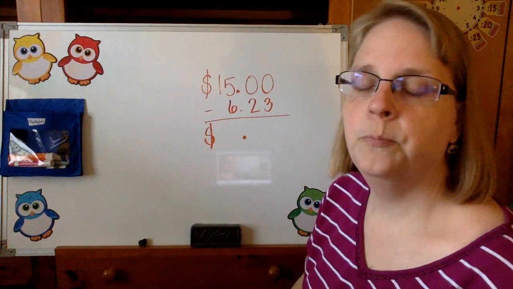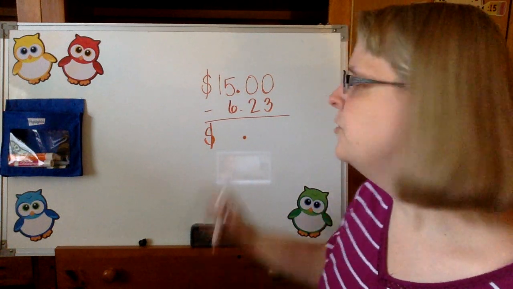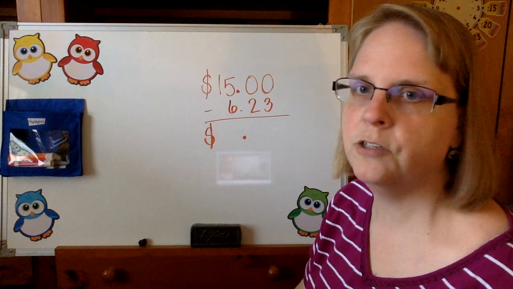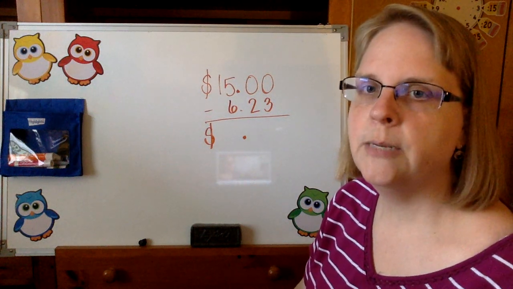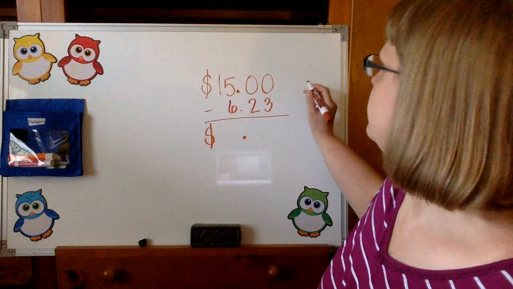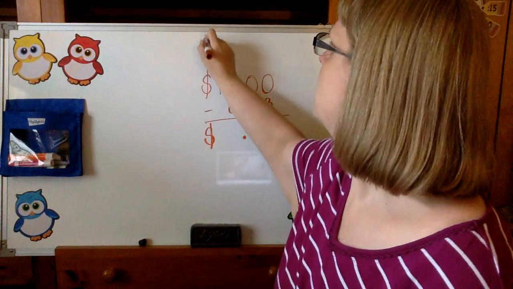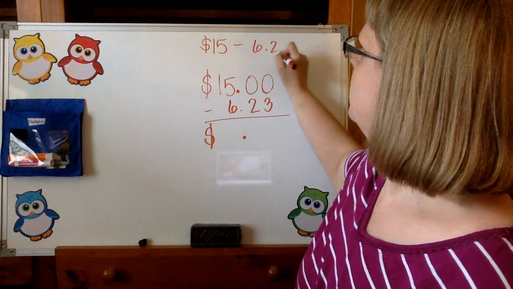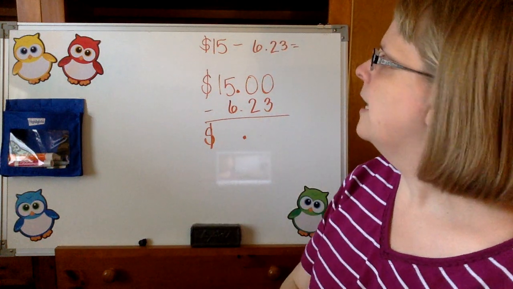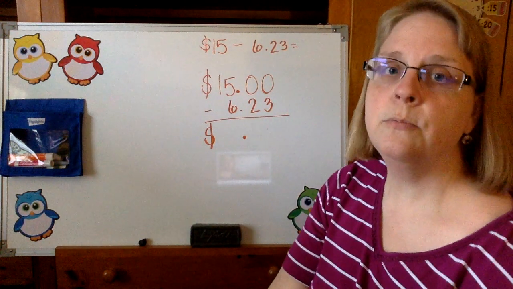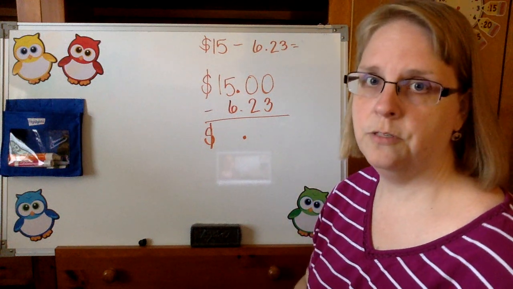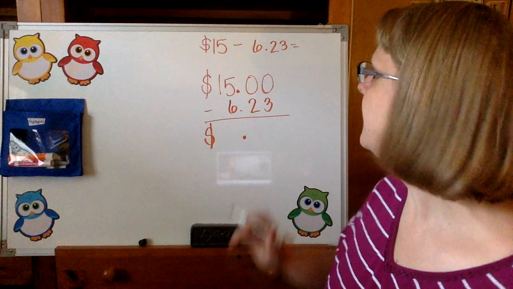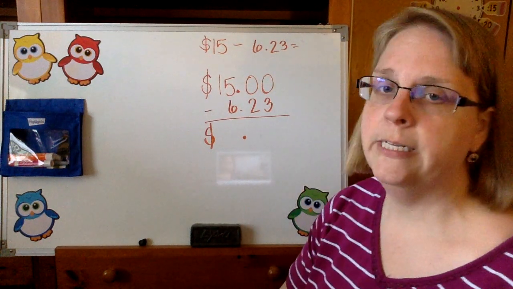Now, with money, in this case, since I'm dealing with a whole $15, no cents, you may see it sometimes where it's just $15. So it might look like this to start off in your problem, and then you go to line it up. Well, you'll need to add the decimal point and the 2 zeros to keep your place values lined up. All right. So now I can go through and subtract.